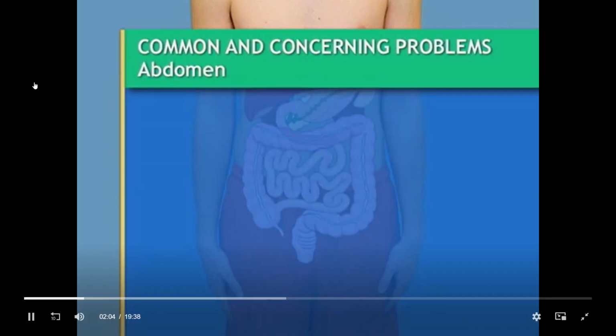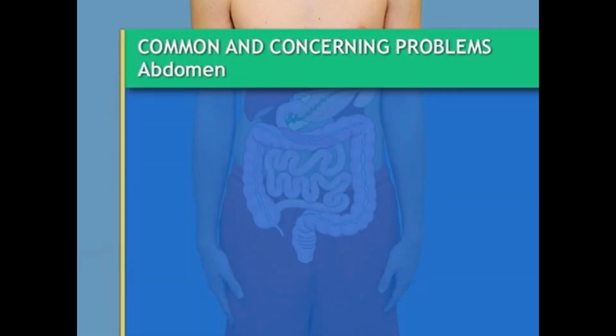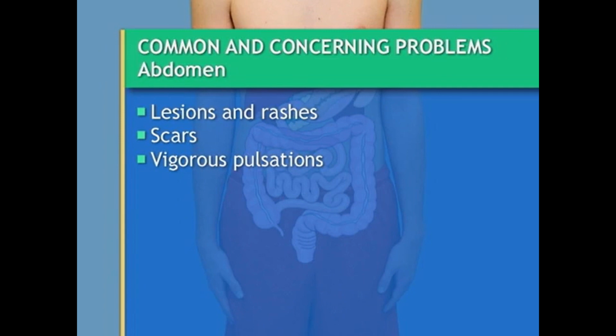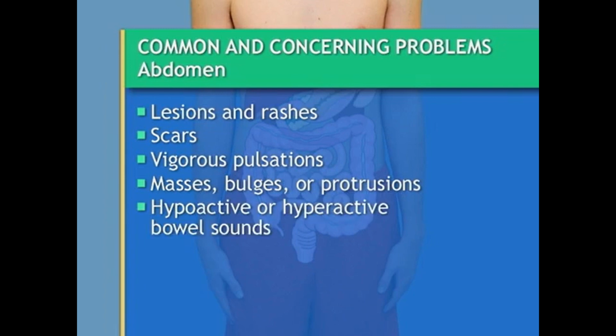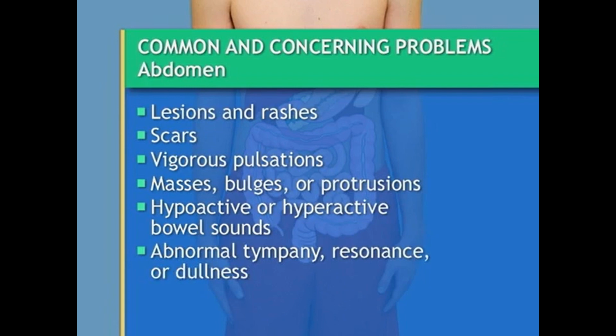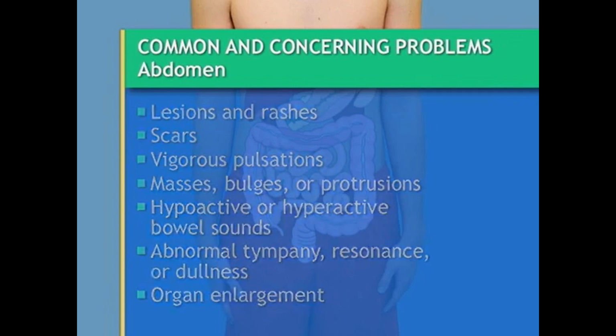Common and concerning problems of the abdomen include signs such as lesions and rashes, scars, vigorous pulsations, masses, bulges, or protrusions, hypoactive or hyperactive bowel sounds, abnormal tympany, resonance or dullness, and organ enlargement.